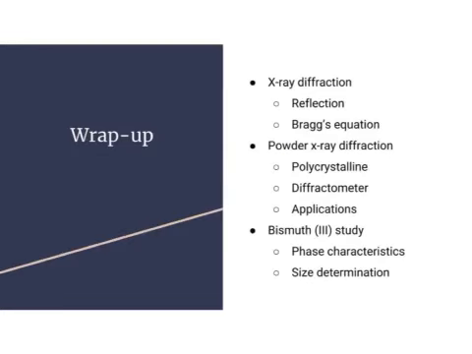Alright, so wrapping up, going back over what we looked at. We started off with our X-ray diffractions. We looked at reflection and Bragg's equation and how those played into the grand scheme of everything. Then we moved into powder X-ray diffraction, or powder XRD, and the concepts behind it, that it's polycrystalline analysis. We use a diffractometer to look at it, and then the different applications that we're using it for. And then we finished off with the Bismuth study, where they looked at phase characteristics and size determinations and how those showed up on their outputs and their readings. So that's powder XRD in a nutshell, and thank you.